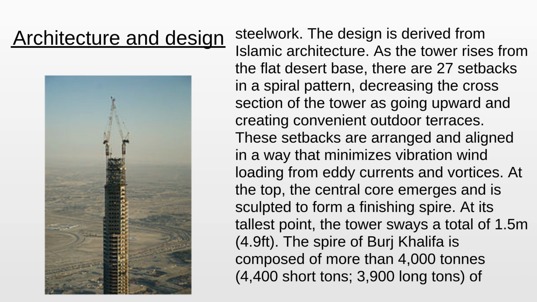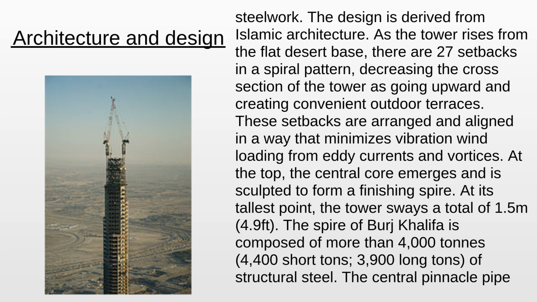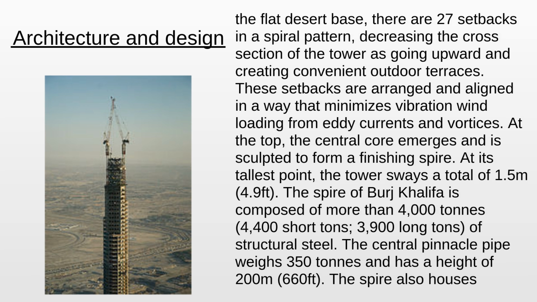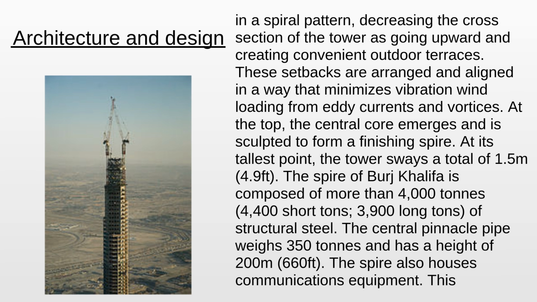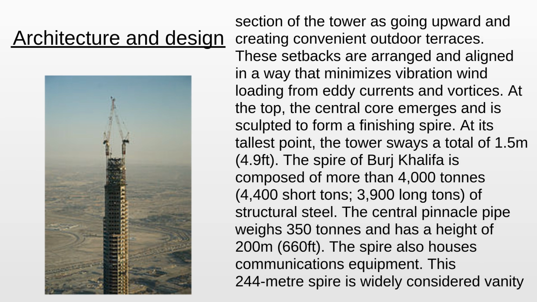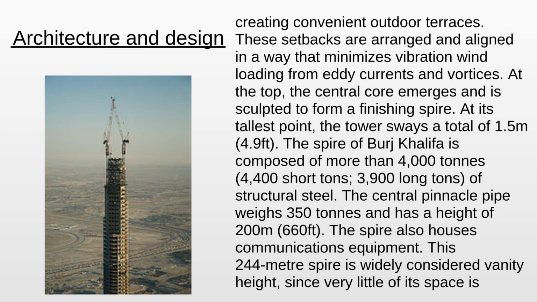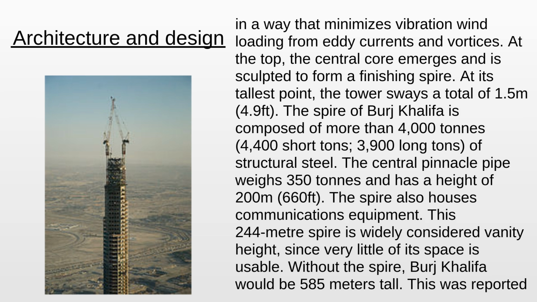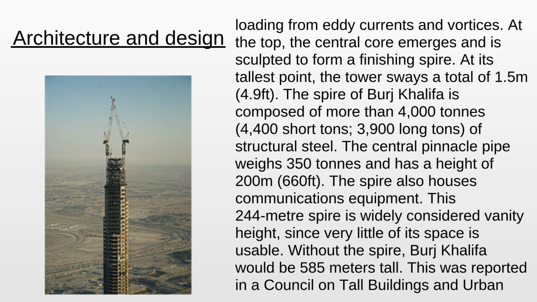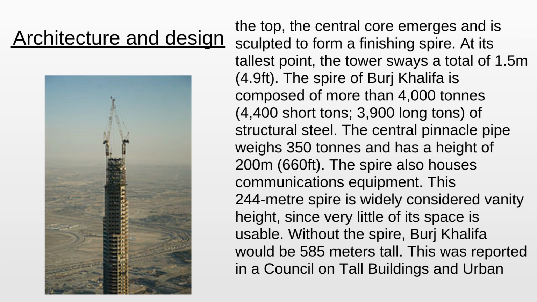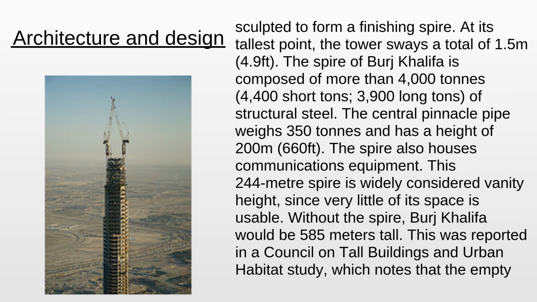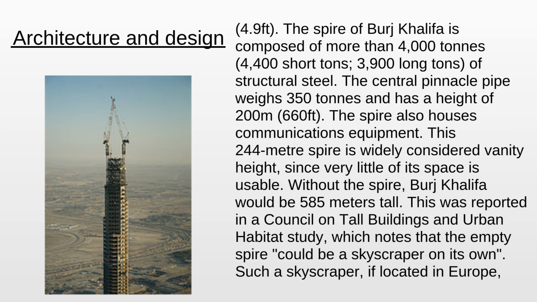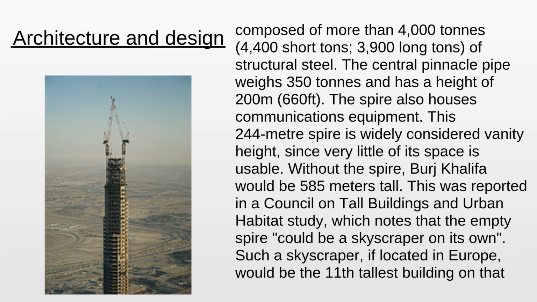At the top, the central core emerges and is sculpted to form a finishing spire. At its tallest point, the tower sways a total of 1.5 meters, 4.9 feet. The spire of Burj Khalifa is composed of more than 4,000 tons, 4,400 short tons, 3,900 long tons, of structural steel. The central pinnacle pipe weighs 350 tons and has a height of 200 meters, 660 feet. The spire also houses communications equipment. This 244-meter spire is widely considered vanity height, since very little of its space is usable.